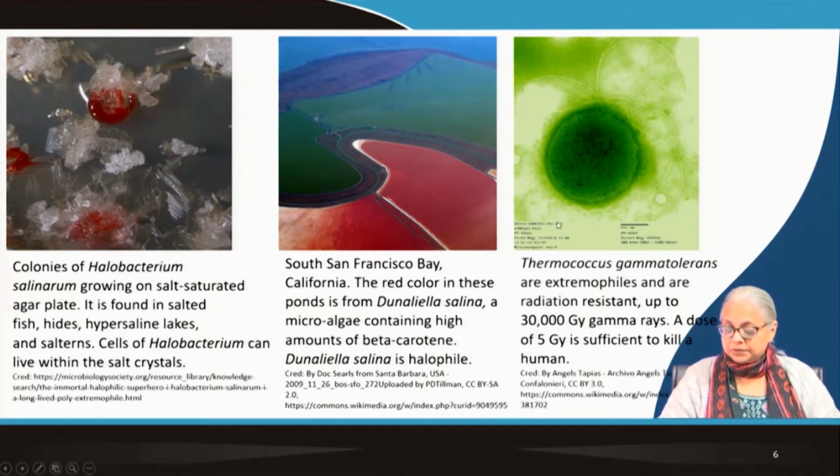Then you have, like I said, radiation resistant extremophiles. Thermococcus gammatolerans is an extremophile that is extremely resistant to radiation. It can withstand 30,000 grays in terms of gamma radiation. And for comparison, 5 grays is sufficient for killing a human being. So you can see that these are all archaeobacteria. And these archaeobacteria go back to a time when the conditions on the planet were extremely hostile compared to current conditions, but they are reminders of that past.